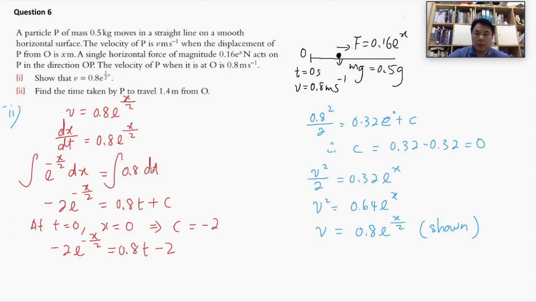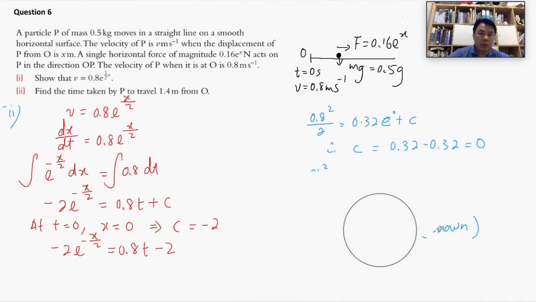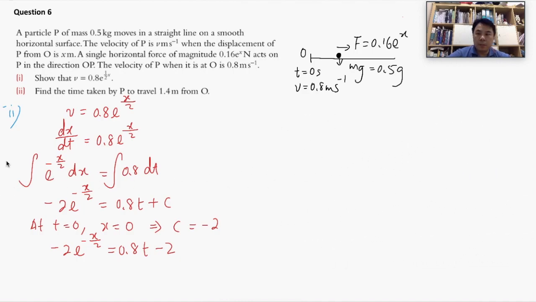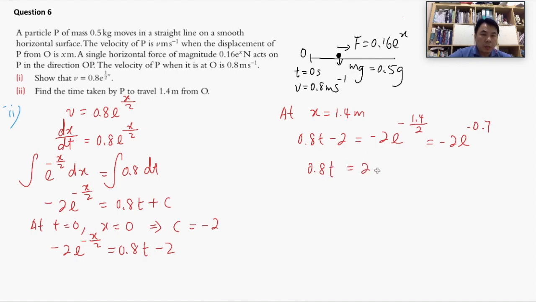Okay, so now I'm going to erase this so that we can move on. So at x equal to 1.4 meters, we have 0.8t minus 2 is equal to negative 2e^(-1.4/2), which is the same as negative 2e^(-0.7). And then we're going to finish this algebra here. That will be 2 minus 2e^(-0.7). Therefore, we can find the time here.